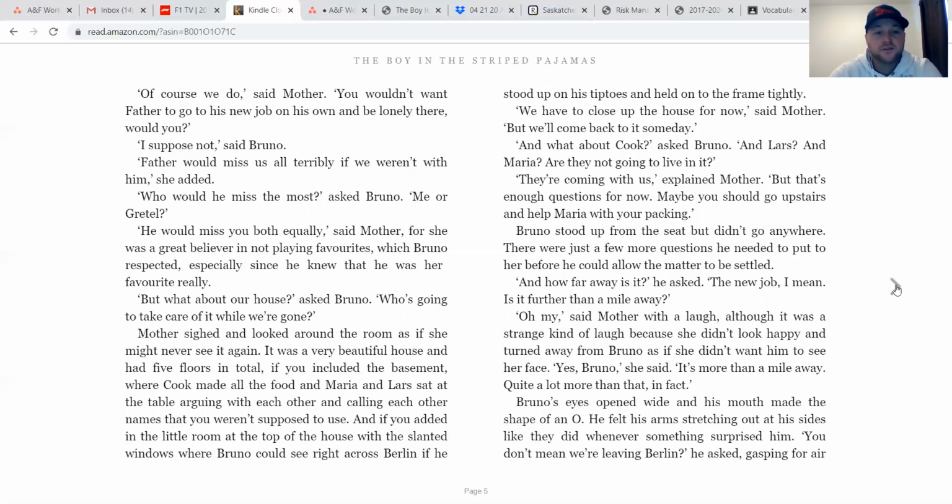And if you added in the little room at the top of the house with the slanted windows where Bruno could see right across Berlin if he stood up on his tiptoes and held on to the frame tightly. We have to close up the house for now, said Mother, but we'll come back to it someday. And what about Cook? Asked Bruno. And Lars and Maria, are they going to live in it? They're coming with us, explained Mother. But that's enough questions for now. Maybe you should go upstairs and help Maria with your packing.